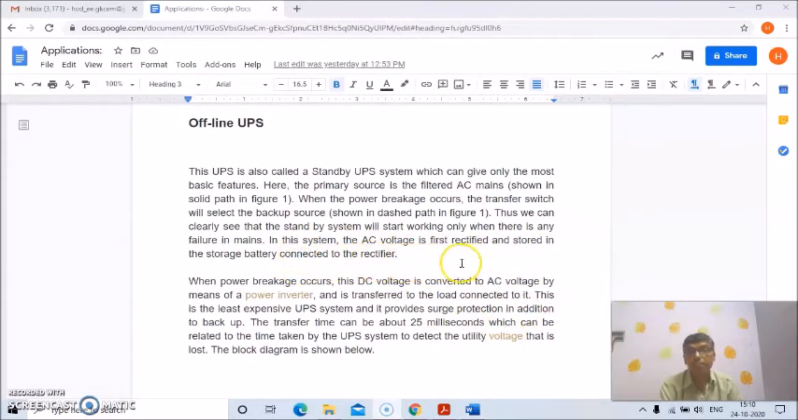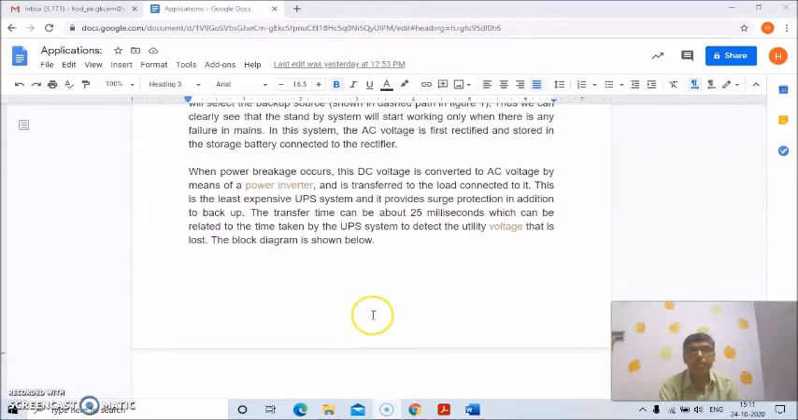In this system, the AC voltage is first rectified and stored in the storage battery connected to the rectifier. When power breakage occurs, this DC voltage is converted into AC voltage by means of a power inverter and is transferred to the load connected to it. So this is the least expensive UPS system, and it provides surge protection in addition to backup. The transfer time can be about 25 milliseconds, which is related to the time taken by the UPS system to detect that the utility voltage is lost.